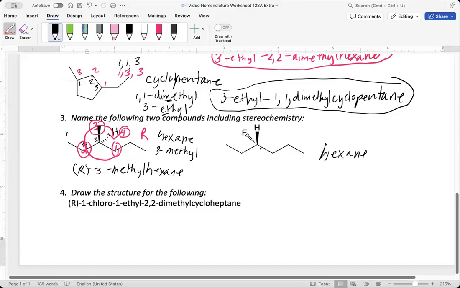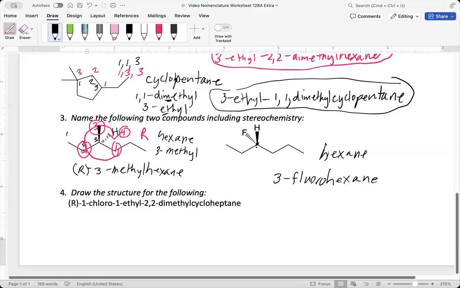And then at the 3 position, we have a fluorine. And so that's going to be 3-fluoro. Oops, let me erase that dash. 3-fluorohexane. Okay, but we need to assign the configuration of the chiral center here.